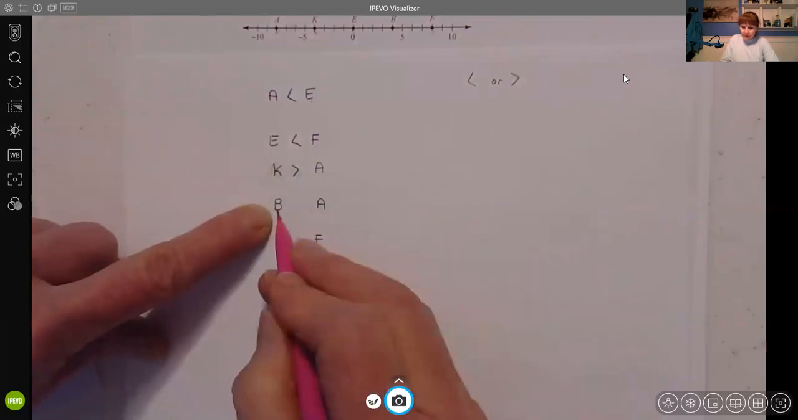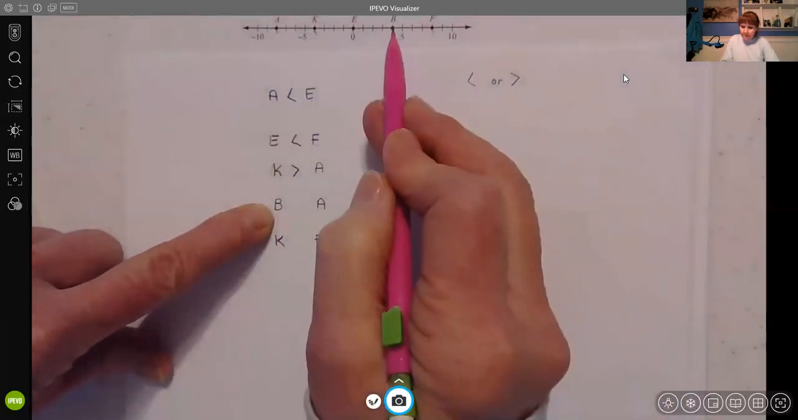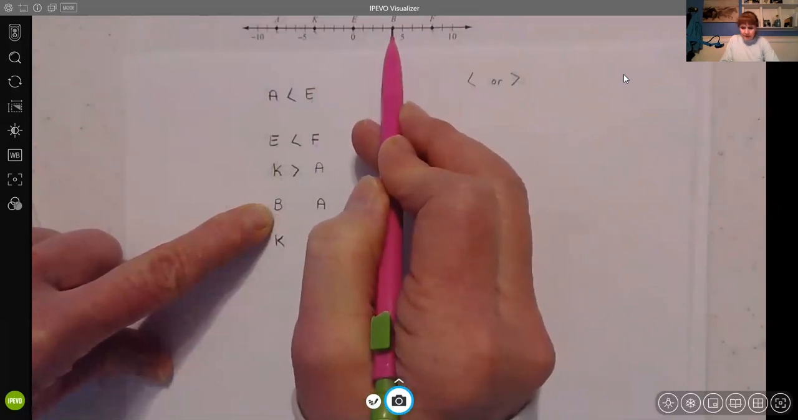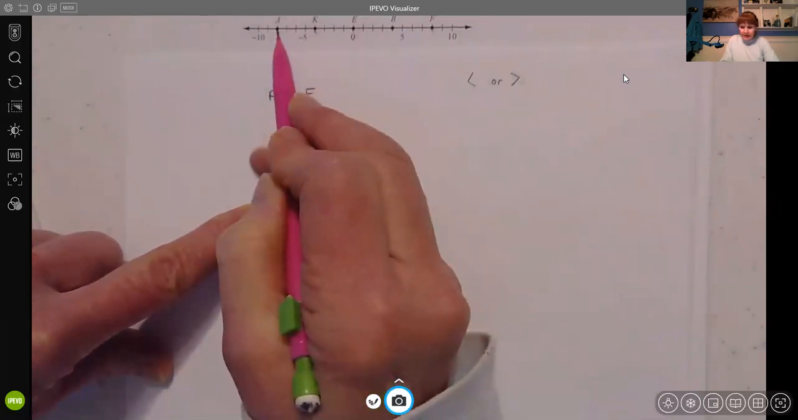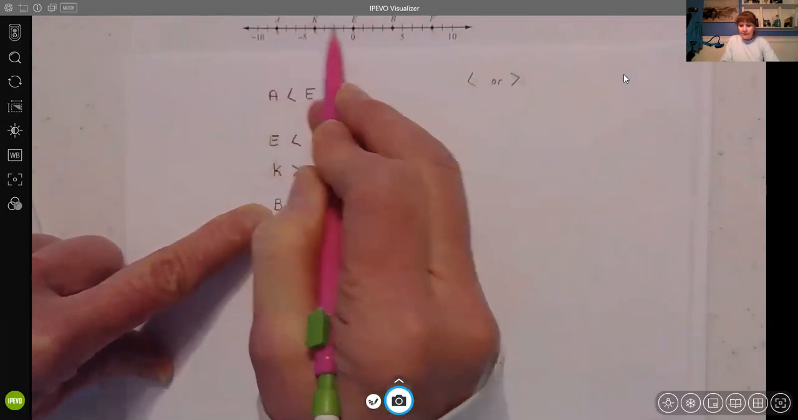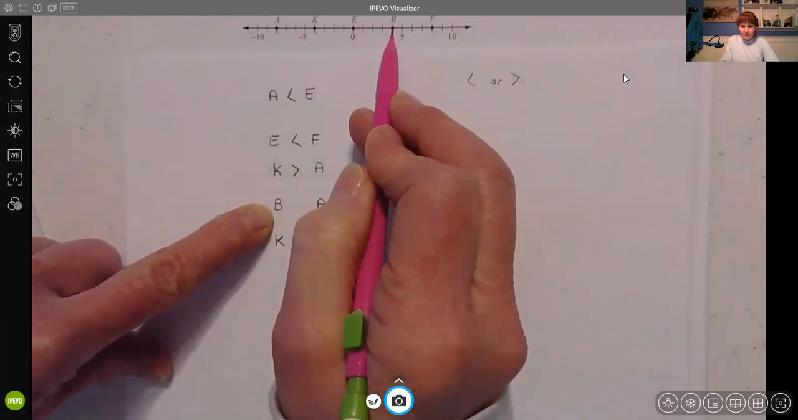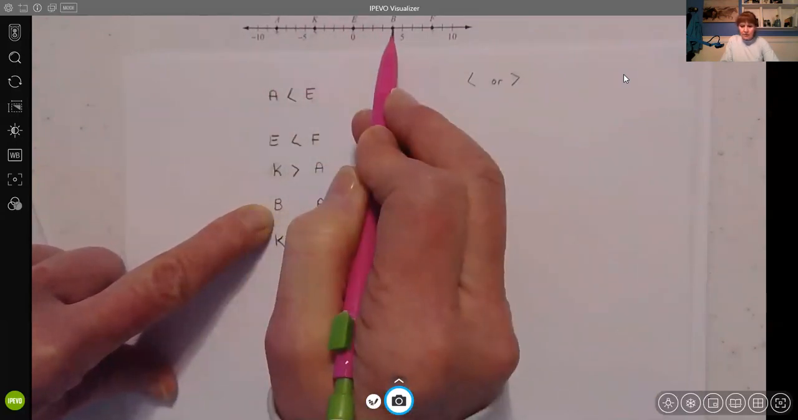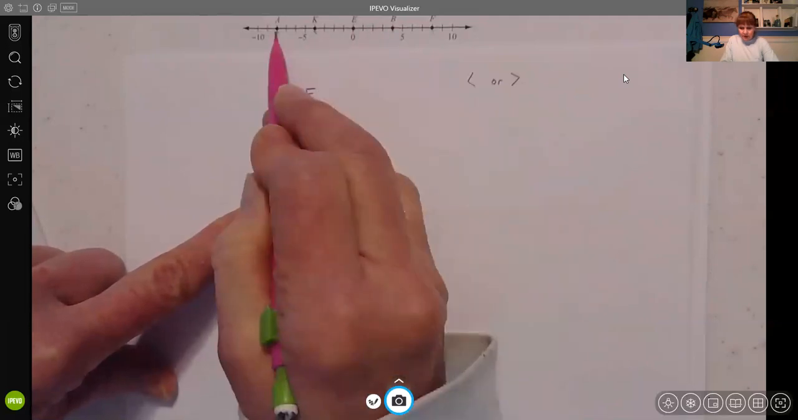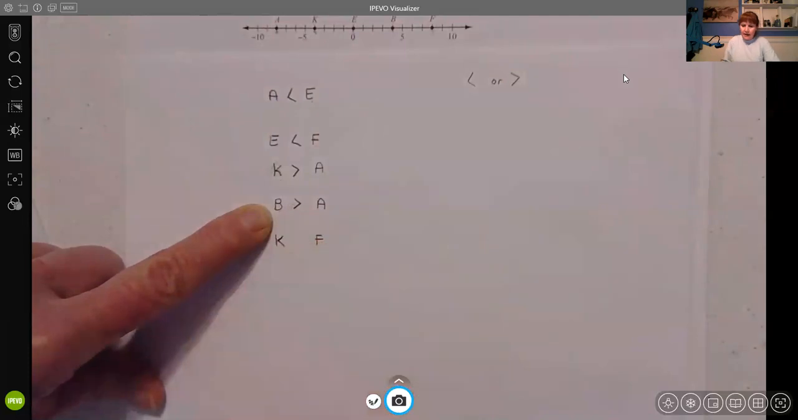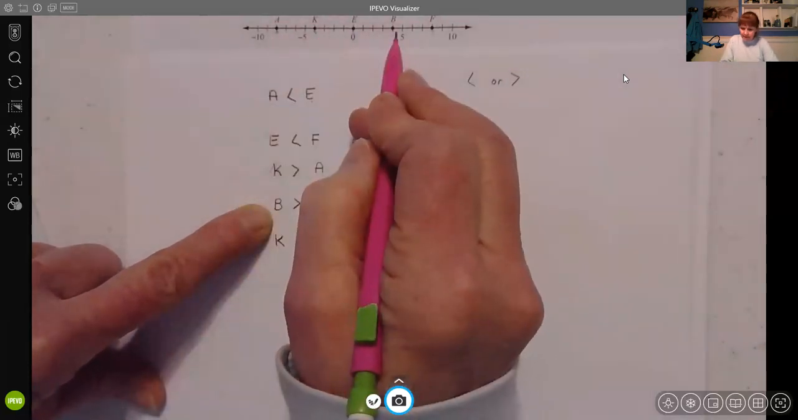Let's compare B and A. B is here. B is roughly a +4 and A is a -8. I know that A is less than the B, or you can think of it as B is larger than the A. Anything to the right of a certain number will be larger. So B is larger than the A because it's to the right of the A.